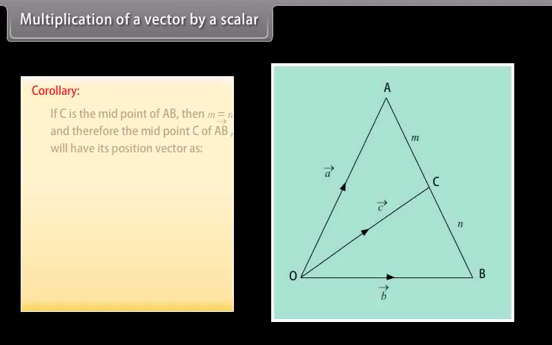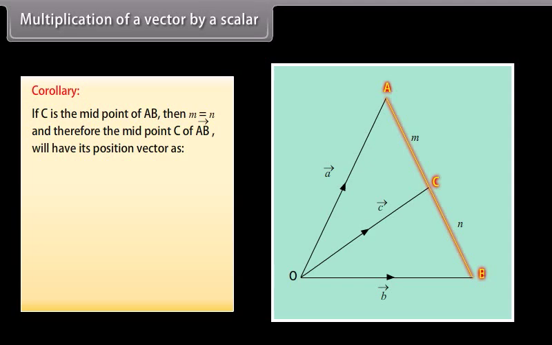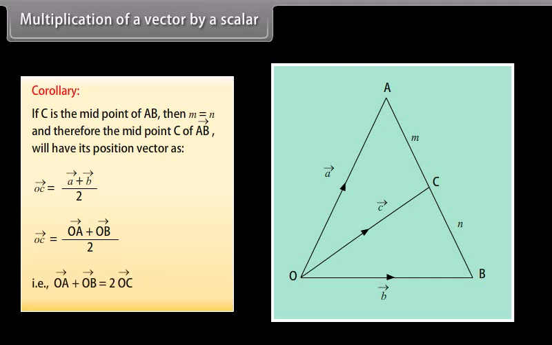Corollary: if C is the midpoint of AB, then m equals n, and therefore the midpoint C of AB will have its position vector as given below. Vector OC equals (vector A plus vector B) by 2. Vector OC equals (vector OA plus vector OB) by 2. Vector OA plus vector OB equals 2 vector OC.